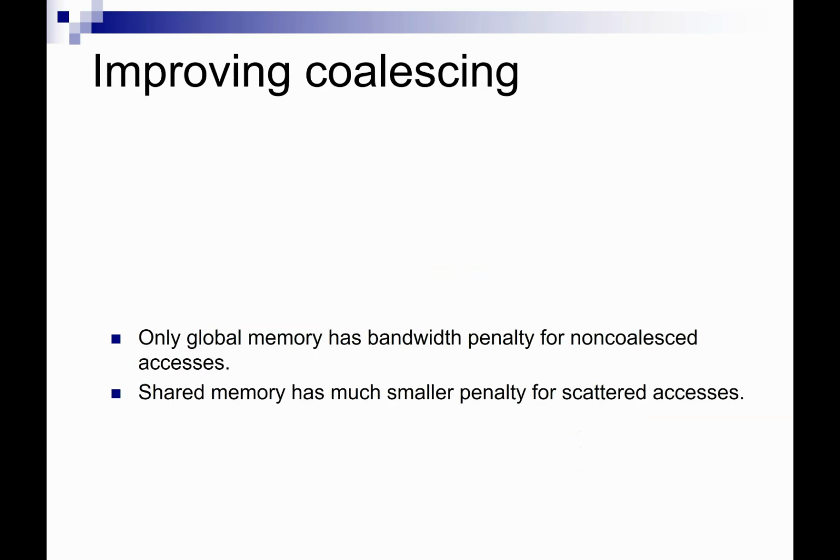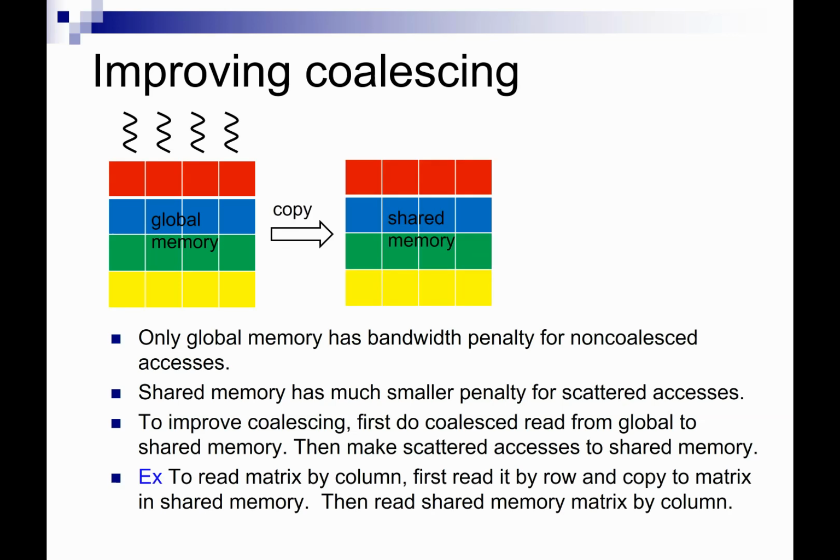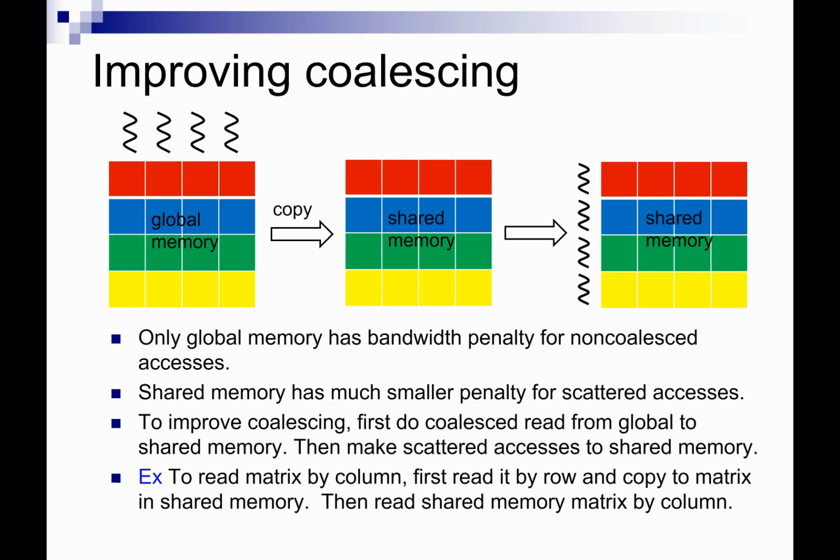So then now what do you do? Because sometimes you might want to read this matrix column by column. We're going to try to improve coalescing, and the way we're going to do this is we're going to make use of the shared memory again. Ultimately we want to read this matrix column by column, like in this situation over here. But in order to do this, what we're going to do is copy this matrix, which initially was sitting in global memory.